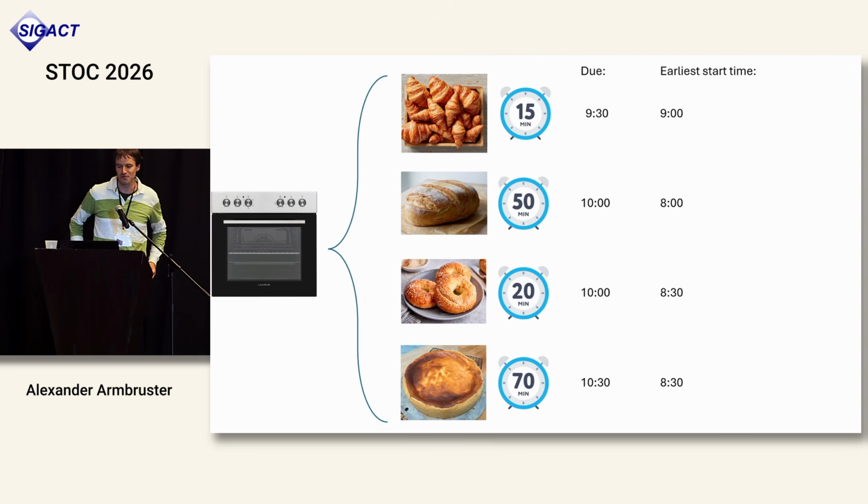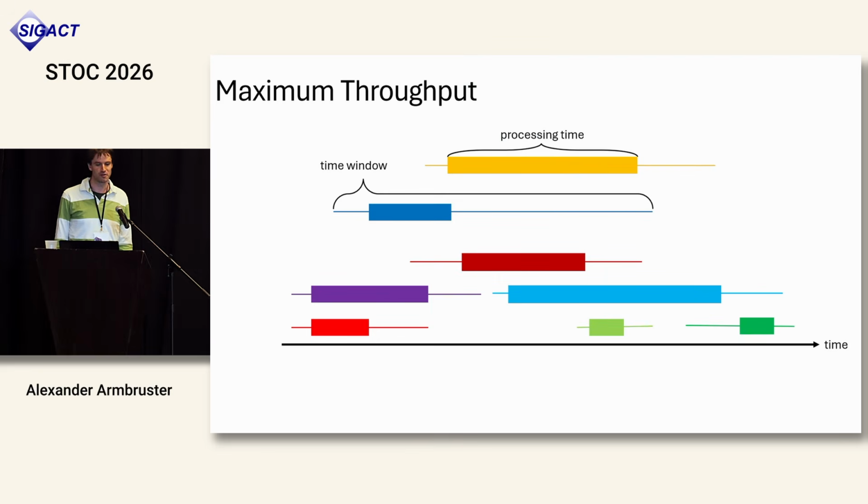And you also don't want to start them at arbitrary moments. So I don't wake up before 8 o'clock, so I won't bake anything before 8 o'clock, for example, and the dough for the bagels and the cheesecake first and so on. So you have these kind of requirements. And if you formalize this problem, you end up with a problem called maximum throughput, where you are given a set of jobs, each job indicated by one color, and each job is given by a processing time and a time window, which is the window between its release time and its deadline.